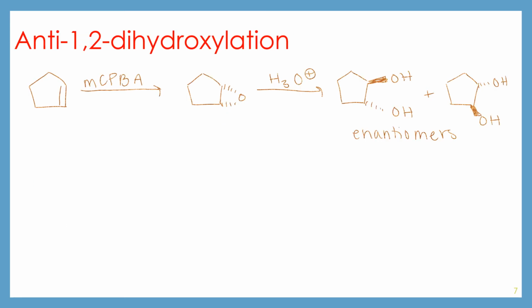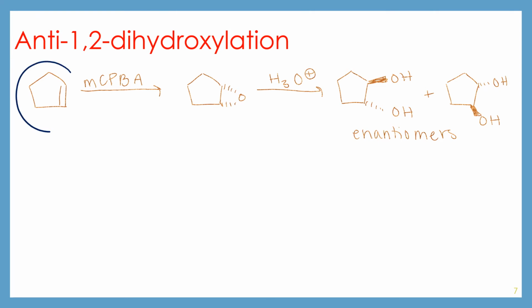So let's look at just a couple more reactions. We've seen 1,2 dihydroxylation reactions before in chapter 8 with potassium permanganate and osmium tetroxide. But we can also do this by making an epoxide, and this gives us a different outcome. The potassium permanganate and osmium tetroxide reactions give you a syn 1,2 dihydroxylation outcome. This is a way to do an anti 1,2 dihydroxylation.